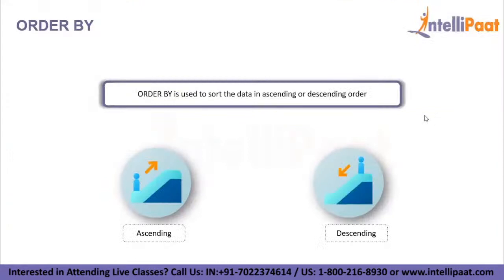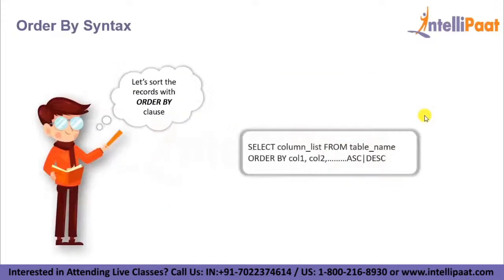We'll start with the order by clause. So order by is used to sort the data in ascending or descending order. And by default, order by sorts the records in ascending order. So let's have a look at the syntax.